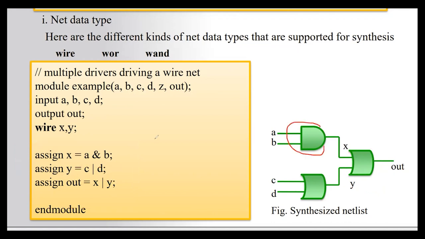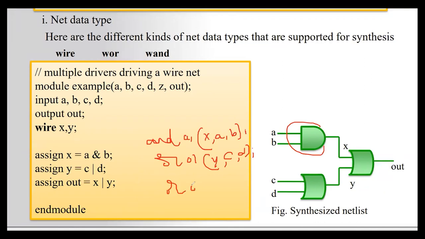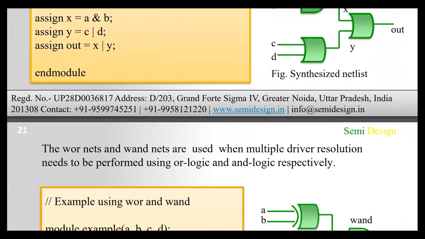If you write like this, and, the name of the AND gate is A1. What are the inputs? X is the output, comma A, comma B, so A and B are the inputs. And the OR gate, its name is O1, like that you can take. Y is the output, C, comma D are the inputs, and out is the output of another OR gate, O2, with X, comma Y as the inputs. If you write this, it is gate level modeling. Like this you can design the program in any model, and you can do synthesis and simulation.